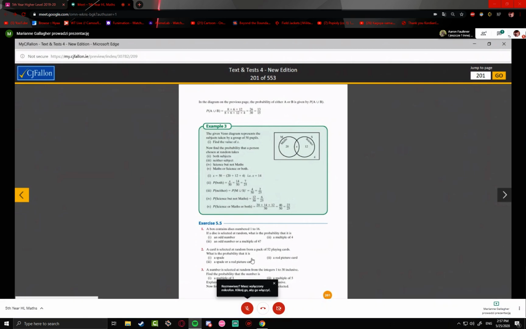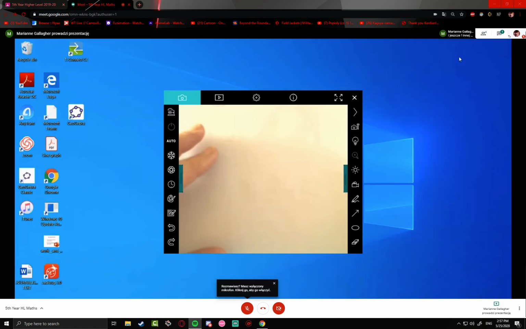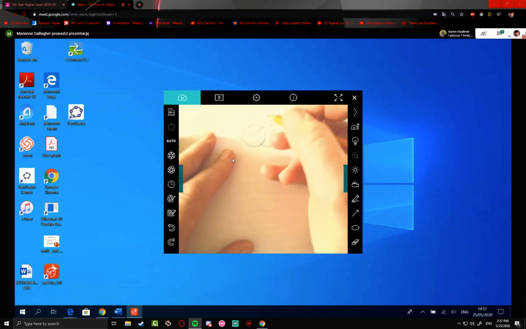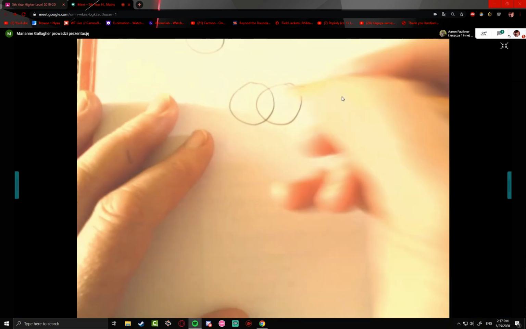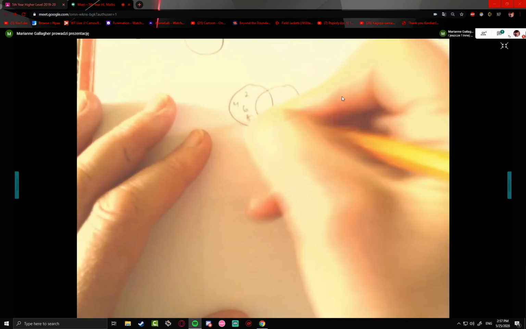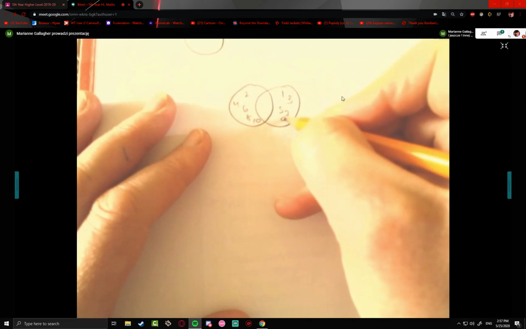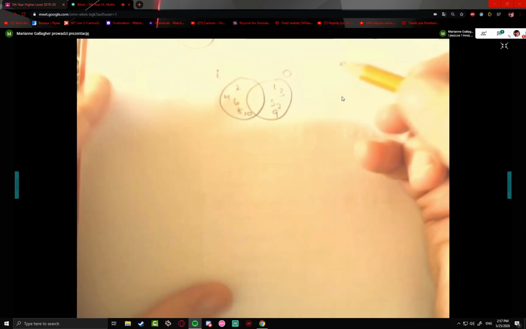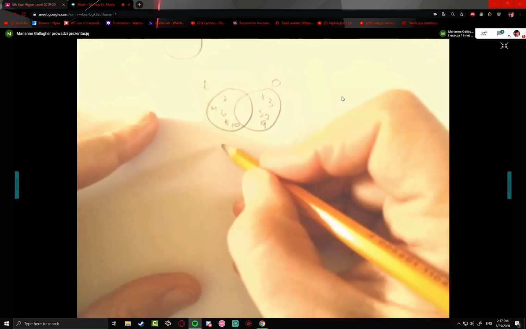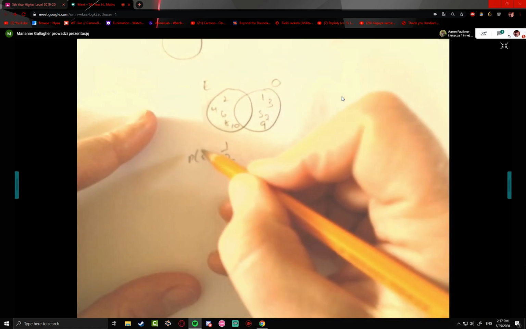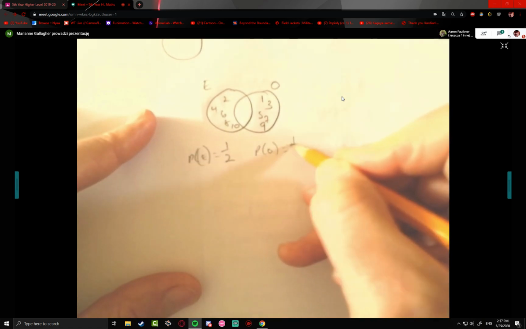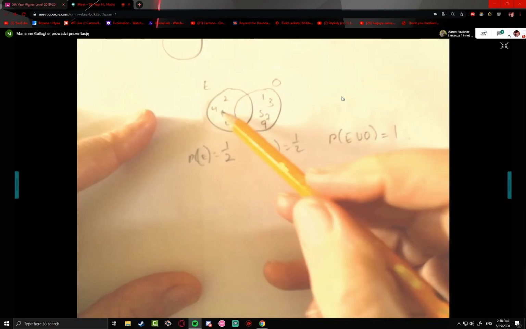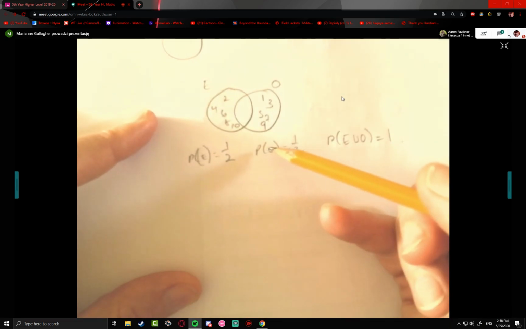If you're picking the numbers from 1 to 10, you could have even numbers and odd numbers. The even numbers would be 2, 4, 6, 8, 10, and the odd numbers would be 1, 3, 5, 7, 9. So the probability of picking an even number is a half. The probability of picking an odd number is a half. And the probability of picking an even or an odd is a half plus a half is 1, because you're definitely going to pick one of those numbers. Is that okay?